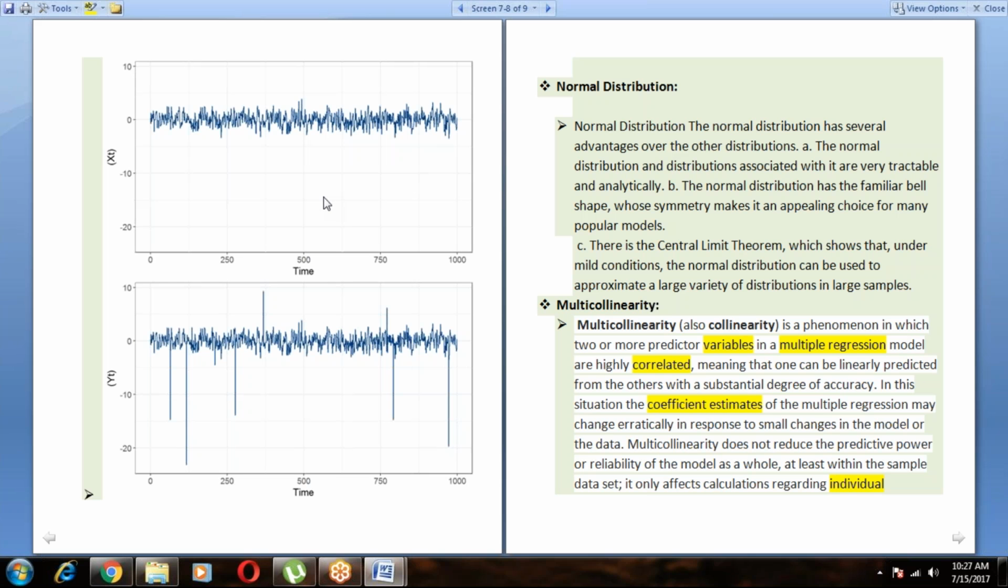So here also the null hypothesis is that there is no autocorrelation. So it's always better to have a higher p-value.